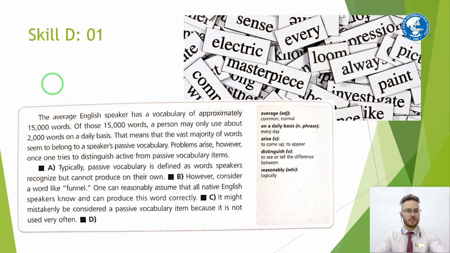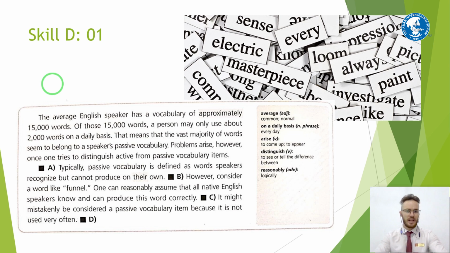Okay, so let's read through this. The average English speaker has a vocabulary of approximately 15,000 words. Of those 15,000 words, a person may only use about 2,000 words on a daily basis. That means that the vast majority of words seem to belong to a speaker's passive vocabulary. Problems arise, however, once one tries to distinguish active from passive vocabulary items.